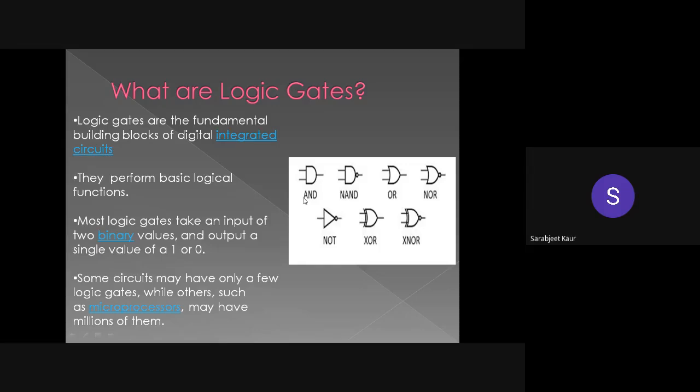Now, mostly the logic gates take inputs. You see this AND gate that is drawn here. There are two inputs to this AND gate. Okay, and there is a single output. So what are these inputs? These inputs are binary inputs.